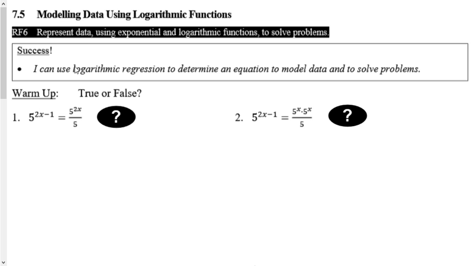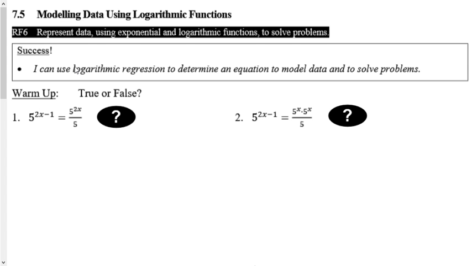Now, we've already done linear regressions, quadratic regressions, cubic regressions, sinusoidal regressions, exponential regressions. So the steps that we're going to go through will be very familiar. It's just now we're doing it with a logarithmic function instead of with one of those other functions we previously looked at.